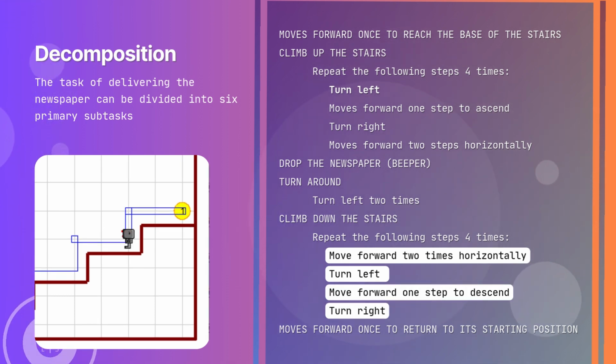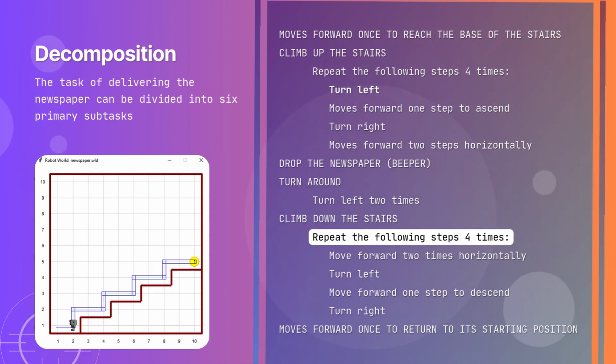Finally, it turns to the right to face the horizontal edge once more. Repeating this process for each of the 4 stairs ensures the robot safely climbs down and returns to the ground.